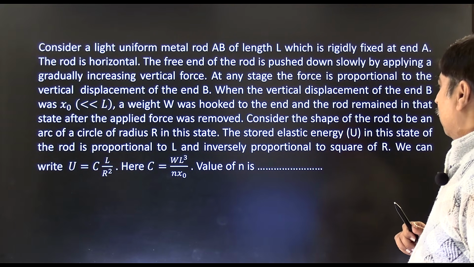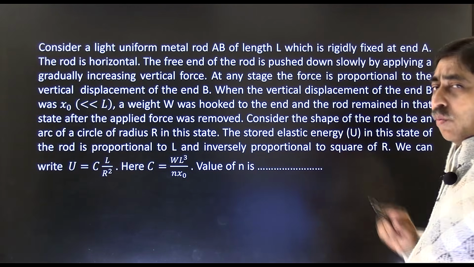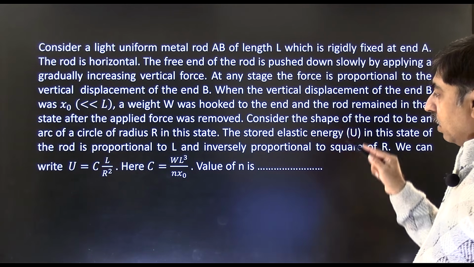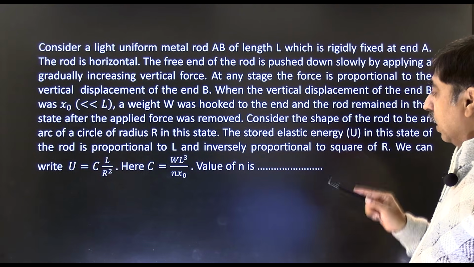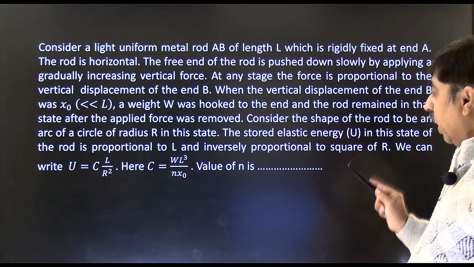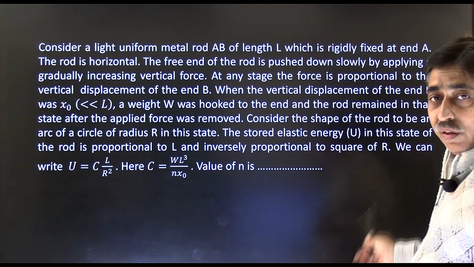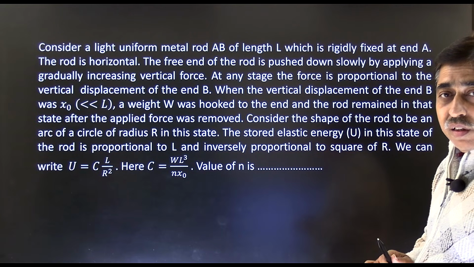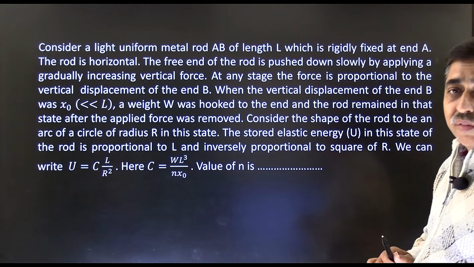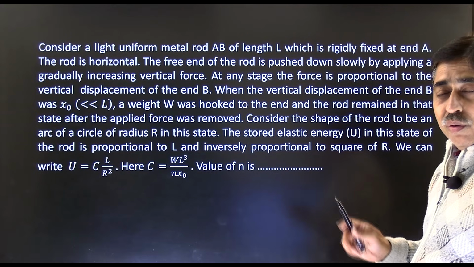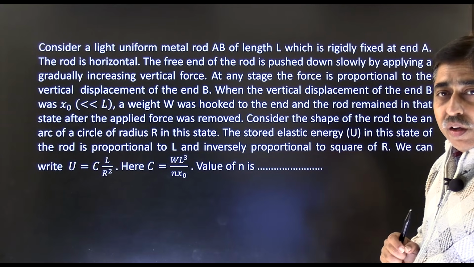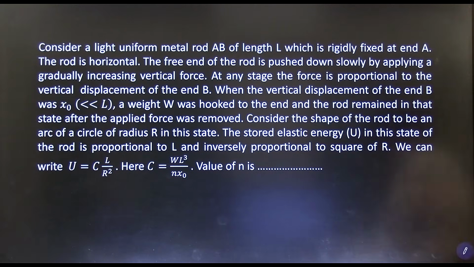We can write the elastic potential energy as some constant C into L by r square, where C is given by W L cube divided by N x naught. The value of N is an integer; its value can be 0, 1, 2, 3, 4, 5, 6, 7, 8, 9. You have to figure out what is the correct value of N. I will get out of the screen for a moment so that you can capture the question properly and do give it a try. It is worth giving it a try.